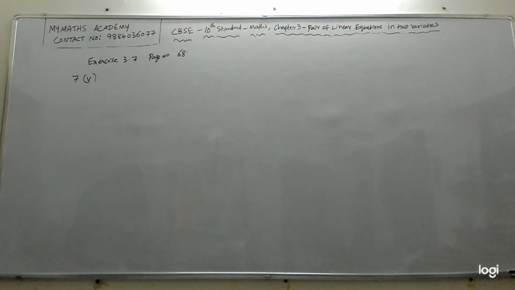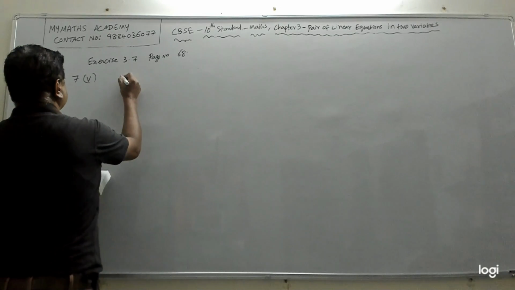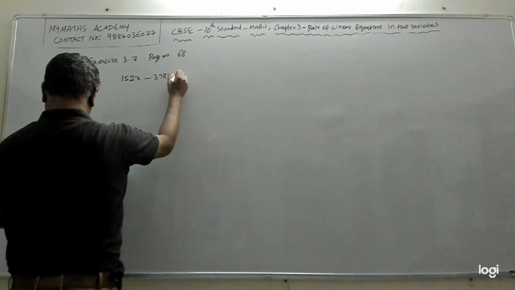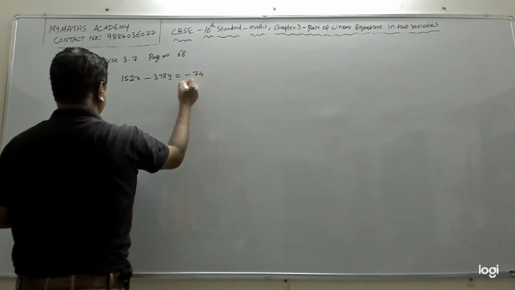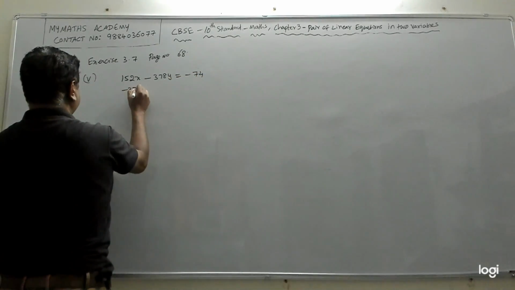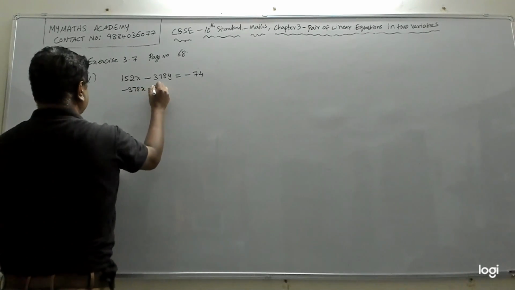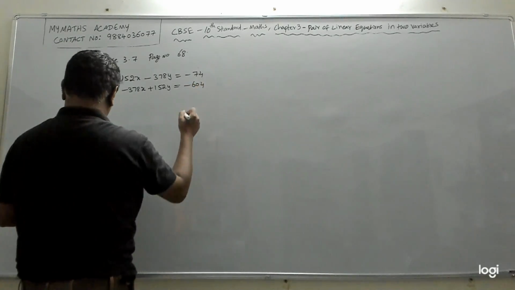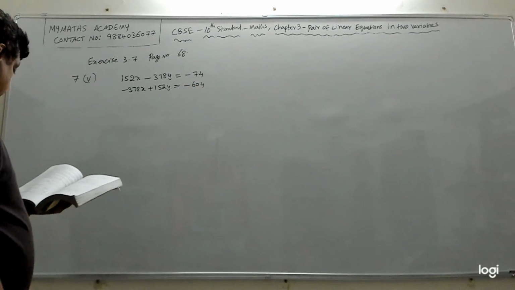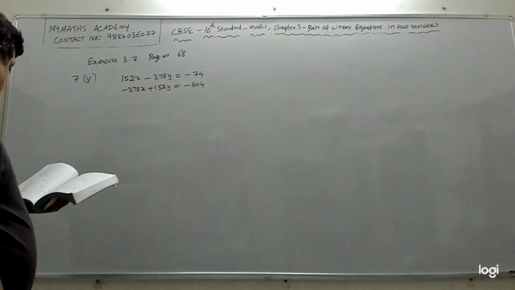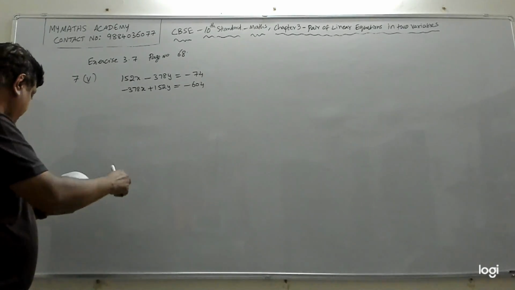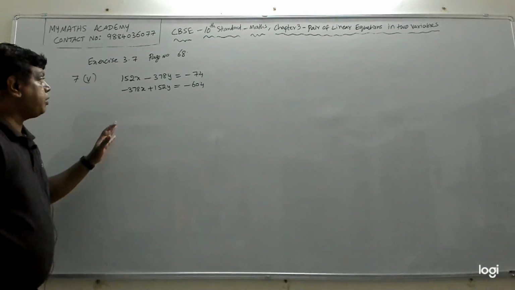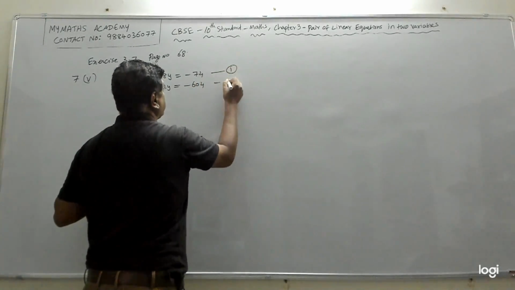Problem number 7, fifth subproblem, which is 152x minus 378y equal to minus 74, and minus 378x plus 152y equal to minus 604. Now we need to solve these two equations, equation 1 and equation 2.